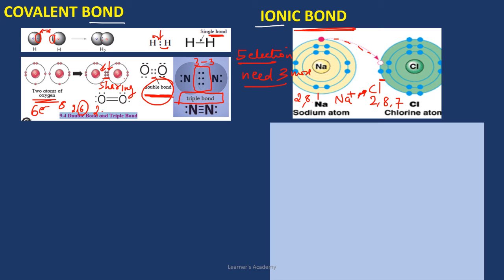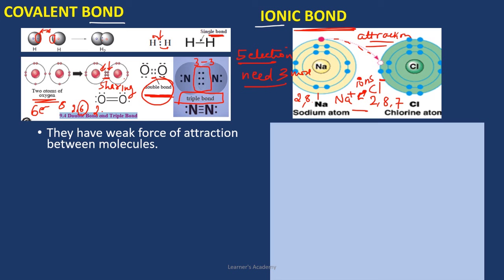So there will be a strong ionic bond formed between these two atoms, chlorine and sodium. Alright, so this is the basic difference. There is not sharing, there is a give and take. Alright, now let us understand the point-wise difference between a covalent bond and an ionic bond.